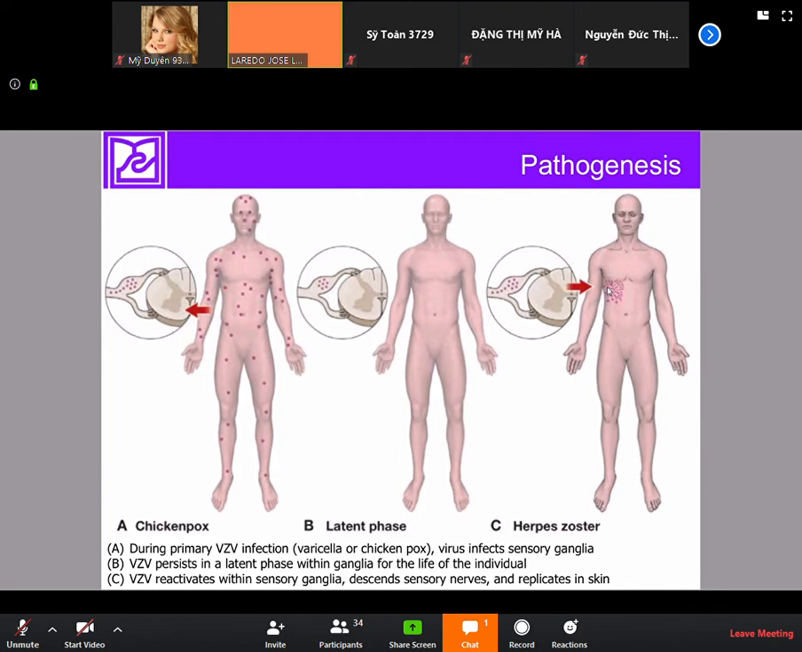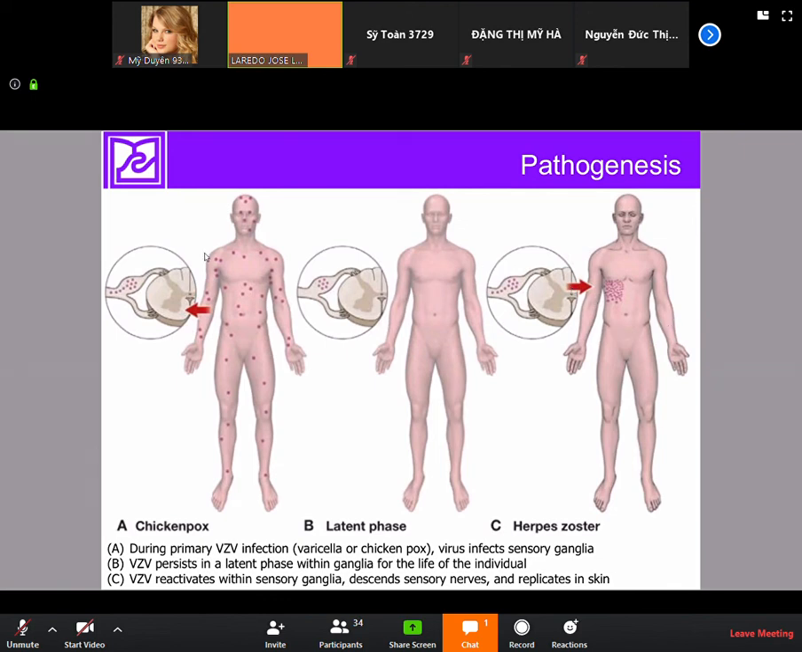This is so painful that in some people, the virus zoster may damage the nerve, and the nerve may be damaged forever. And this is terrible because the pain is very terrible. But this is only possible in some people. Okay, so this is the pathogenesis of varicella zoster infection.